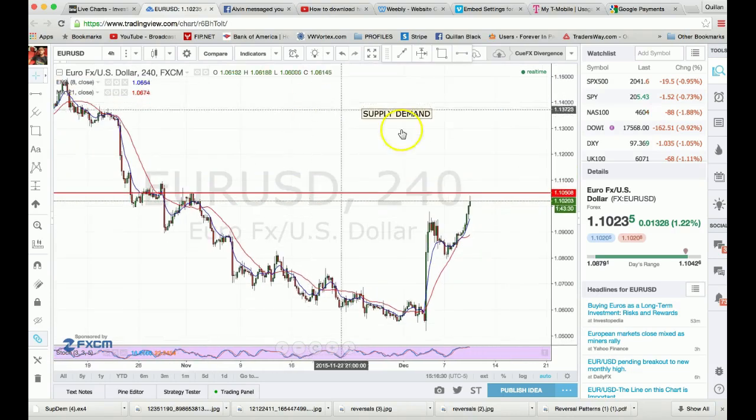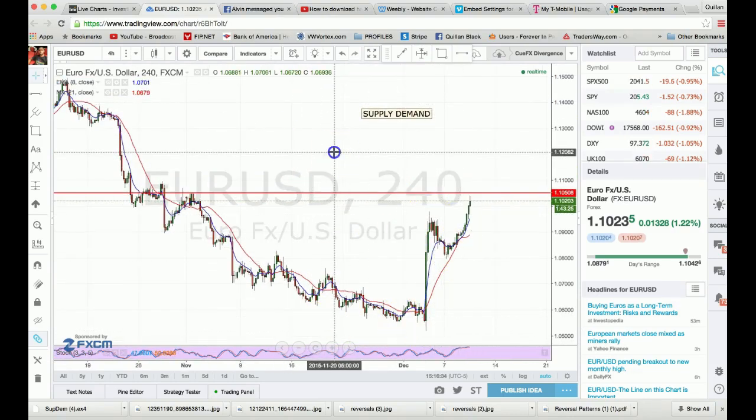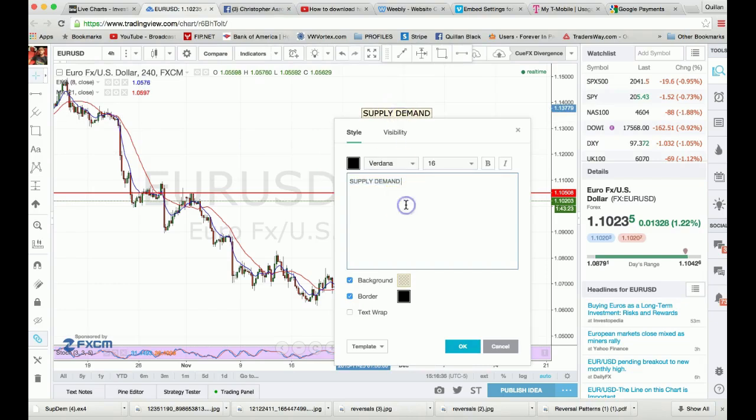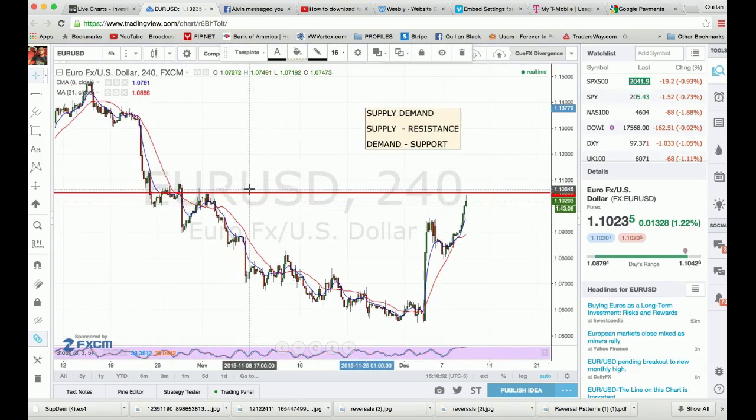So pretty much to draw your supply and demand zones, supply is basically on the other side of resistance. Demand zone is towards the bottom area. So we can draw it right here. Supply, let's say resistance, demand, support. Okay. And these are zones. These are not just lines like this right here. This right here is one line. This right here is one price. This is a resistance point and everything.